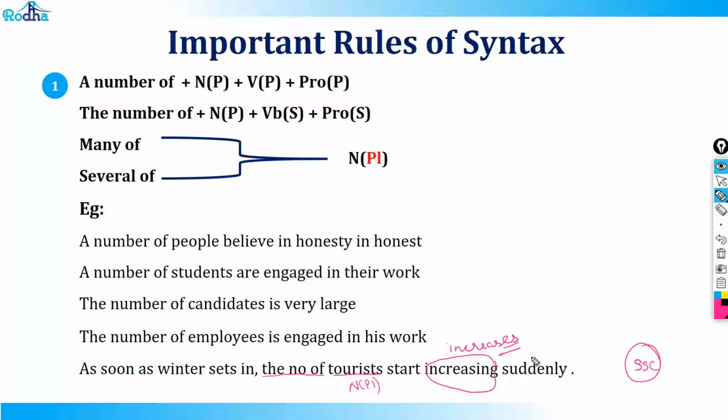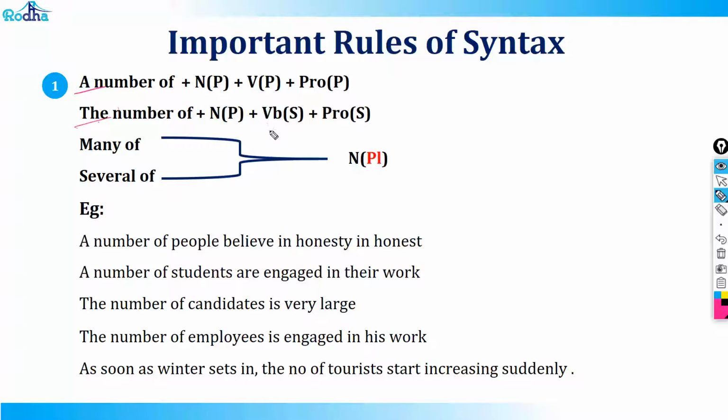Understood? Now read the statement. As soon as winter sets in, the number of tourists starts increasing suddenly. Is that clear? So this is the rule which you have to learn, and the simple funda to learn this rule is that with "a number of" and "the number of", we have to remember that "the" is used for definite nouns, and "a" is used for indefinite. That means in case of "a number of", we are not definite about how many there are. In case of "the number", we are definite about how many there are.